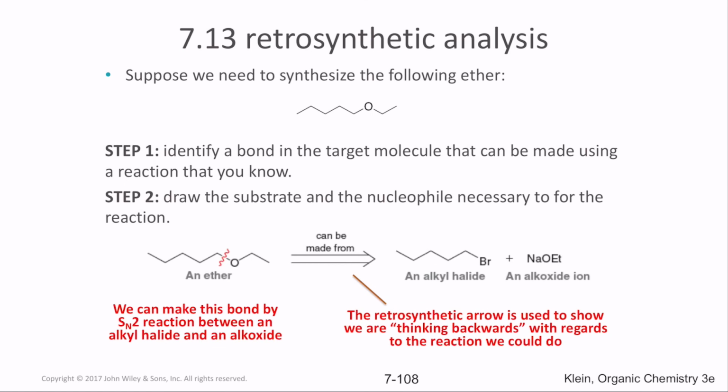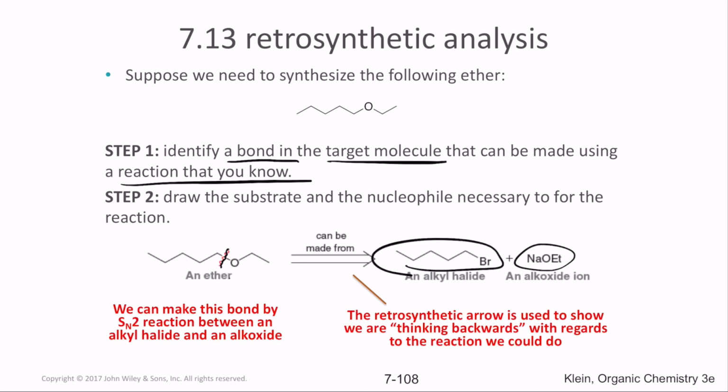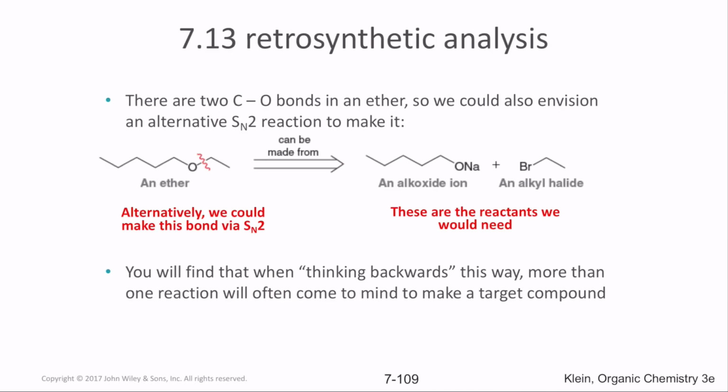So in retrosynthetic analysis, for example, let's say we have to synthesize this particular product. The first thing we need to identify is a bond in the target molecule that can be made using a reaction that you know. We can break this bond and make this product from sodium ethoxide and an alkyl bromide. The SN2 mechanism results in the ether formation here. This is an example of a retrosynthetic arrow, the arrow saying that we are thinking backwards.